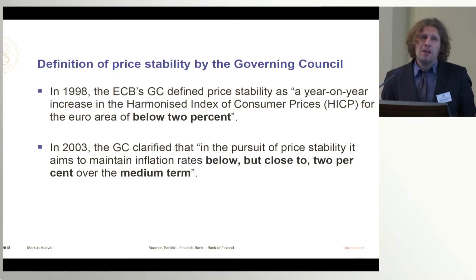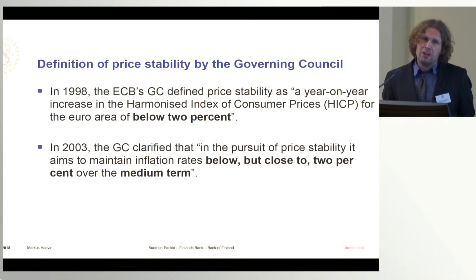So we know that the ECB defines price stability as the harmonized consumer price index moving at close to but below 2%. Well, this definition still leaves something to interpretation. It's not completely clear, it's not completely fixed.